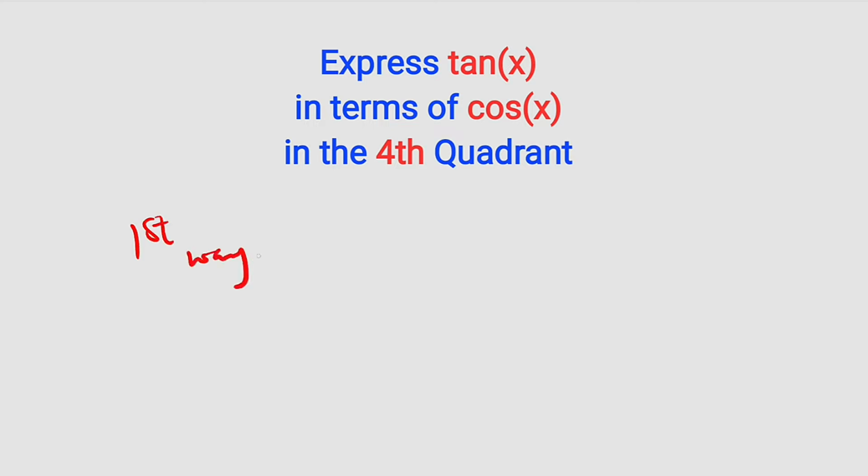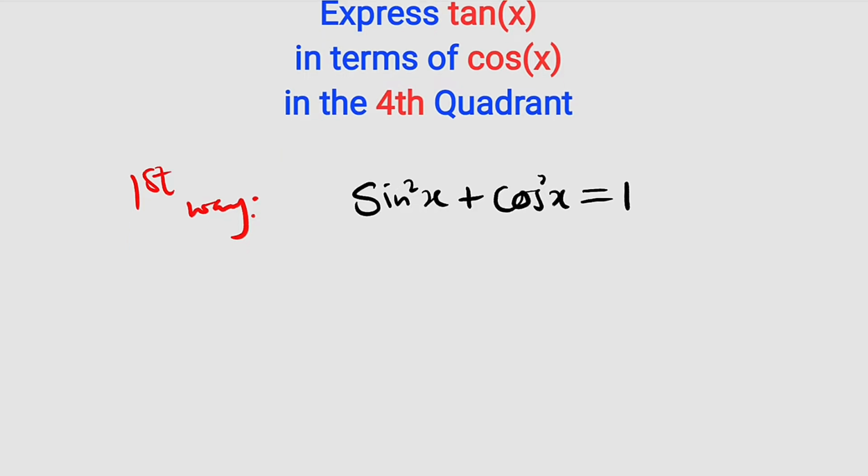Let's start from this important identity: sine squared x plus cosine squared x is equal to 1. This is always true. But we know that dividing sine by cosine will give us tan, and that's our main target. Therefore, let's divide all of this three terms by cos squared x.